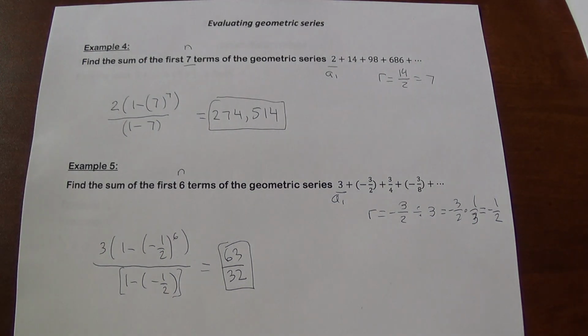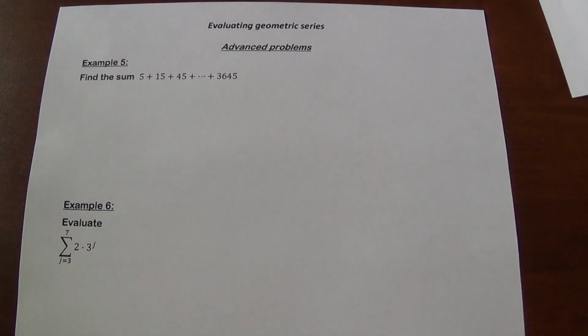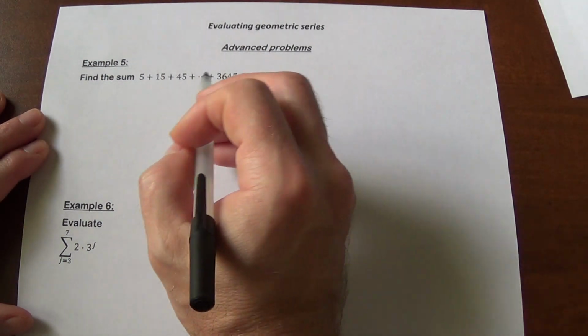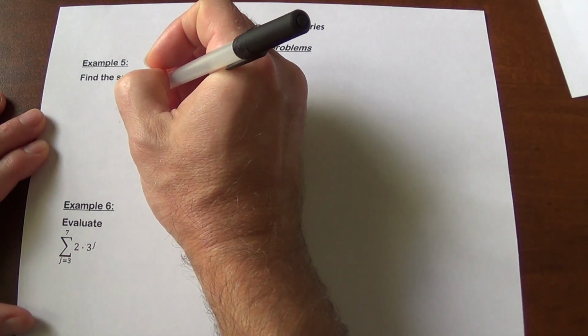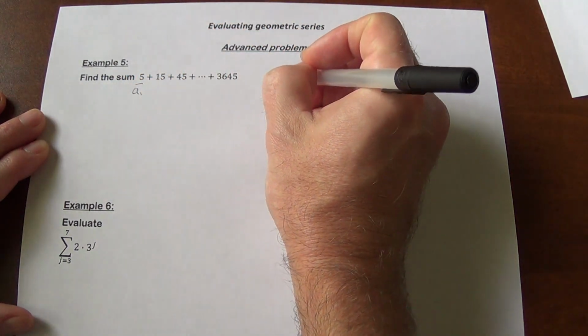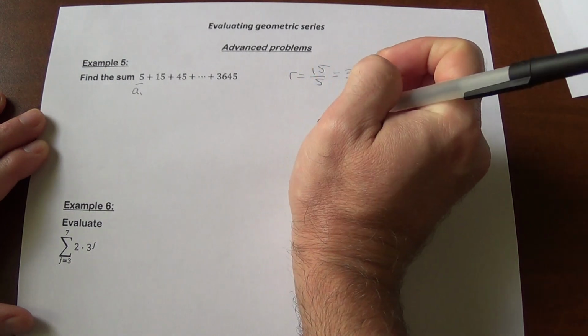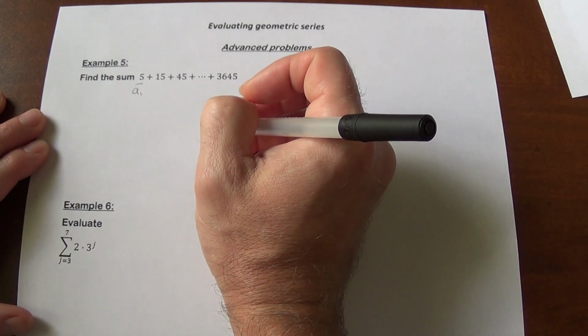Okay. There's a couple more. Find the sum of this. So this problem here is going to require some additional work because you don't know how many terms you have. We know what the first term is. We can find the common ratio by dividing 15 by 5. That's going to give us 3. But the problem is we have this term here, but we don't know how many we actually have in total.